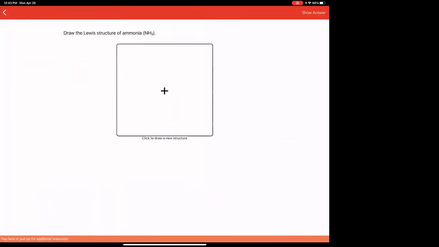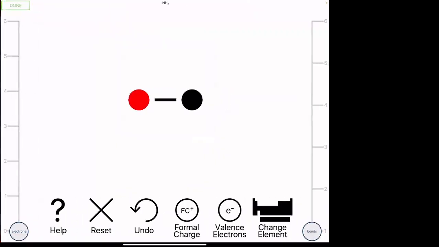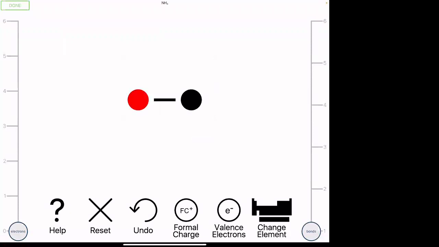Let's show the question. Okay, so here's what happens. When you go into the app, it says click to draw a new structure. So I'll click. Okay, so here we are. Now here's the deal. You'll see that you have a red dot and you got a black dot. The red dot's always where you're focusing.